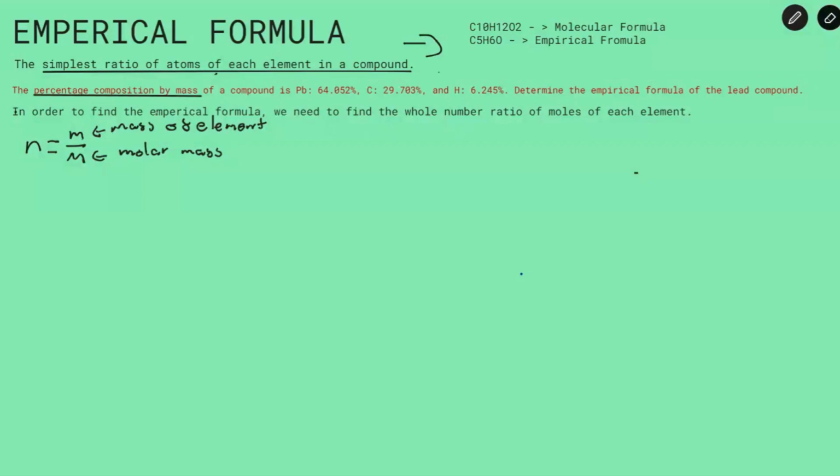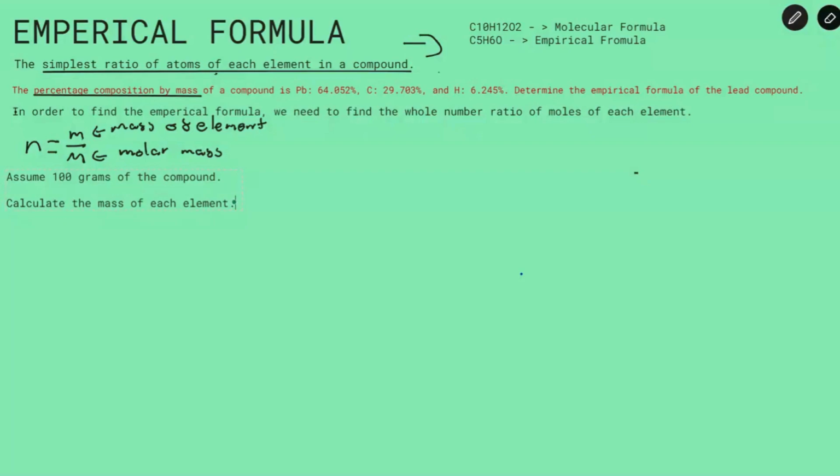In order to do that, we have the percentage composition by mass. So we can actually assume 100 grams of the compound. And why I chose 100 is it's really easy to work with, because we can convert the percentages directly to grams. So now we have to calculate the mass of each element.